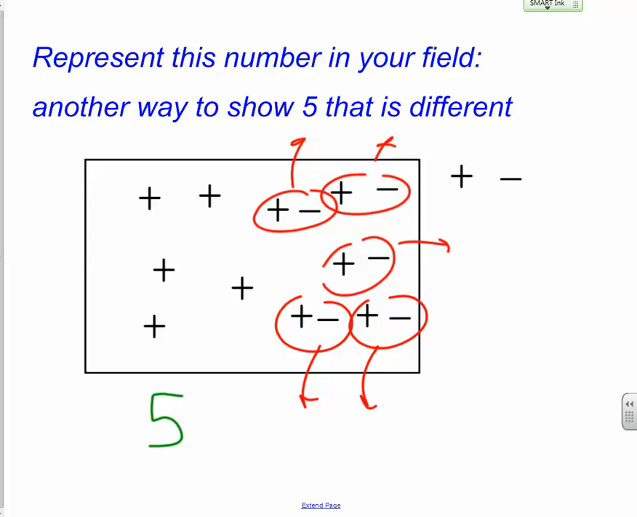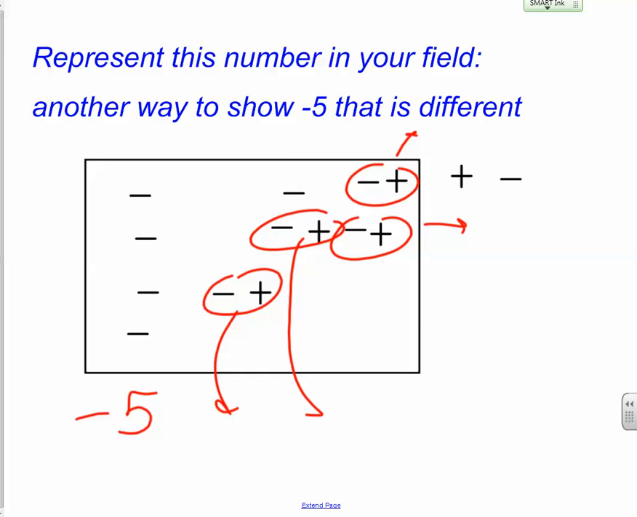And then you got to show another way of 5 that was different. Again, the same idea. I can put in as many positives and negatives as long as when I take out all those zeros, I have 5 extra positives. And the same thing with negative. I needed 5 extra negatives to make negative 5, so you can put in as many zeros as you want, and it still has the same value in the end.